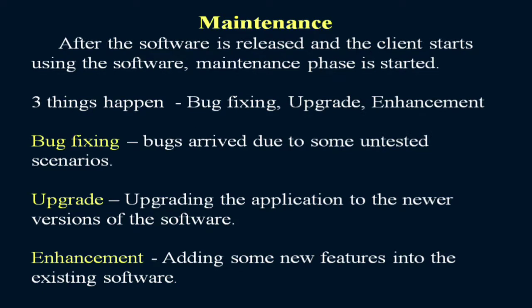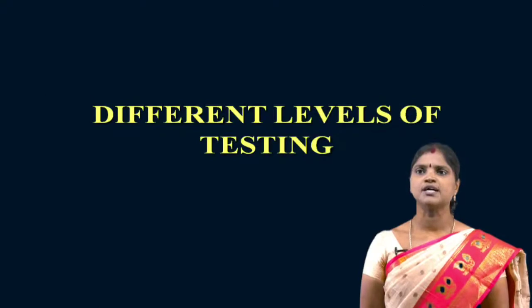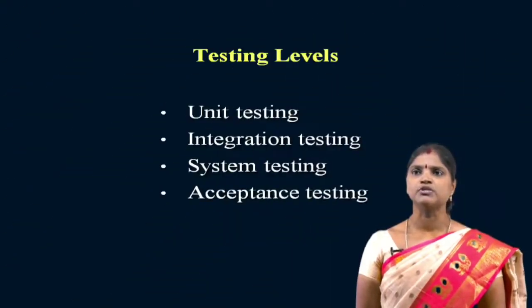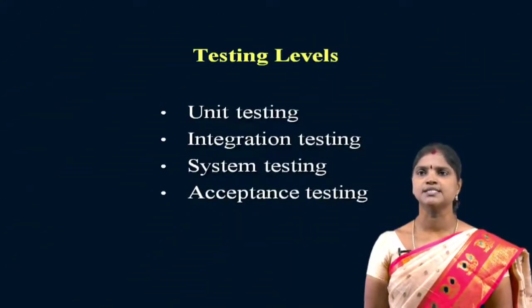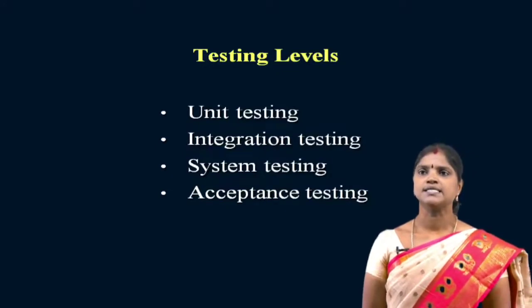Bug fixing means bugs arrived due to some untested scenarios. Upgrade means upgrading the application to the newer version of the software. Enhancement means adding some new features into the existing software. There are different levels of testing: unit testing, integration testing, system testing, acceptance testing.